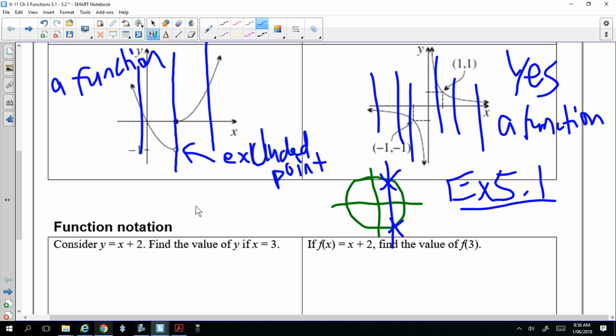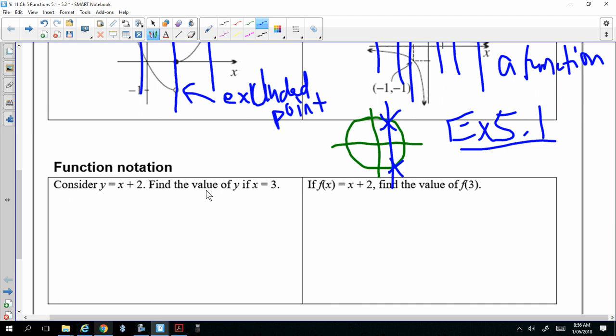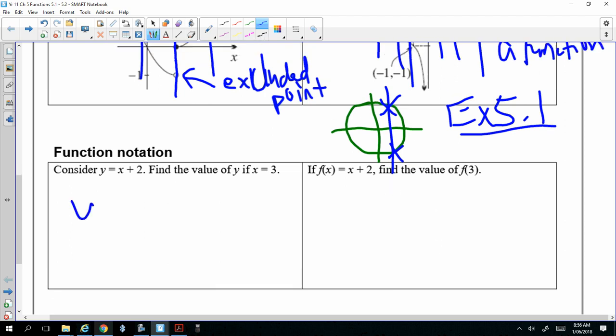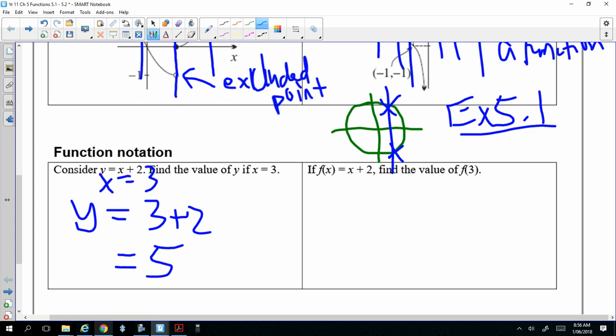Function notation. How does the function notation work? Consider this: find the value y if x is 3. Pretty easy, just substitute 3 for x, you get 5. So if x is 3, y equals 5.